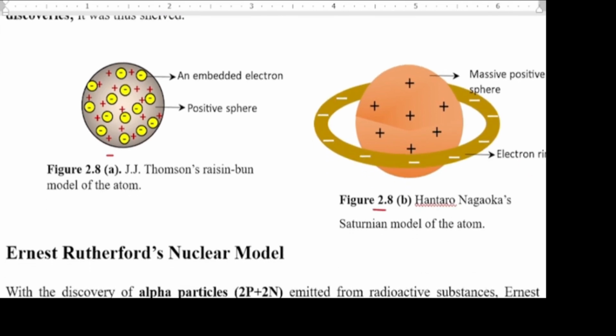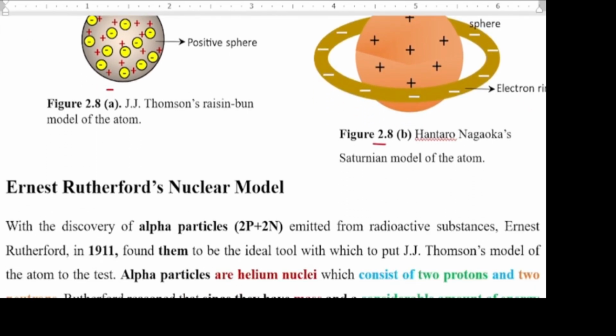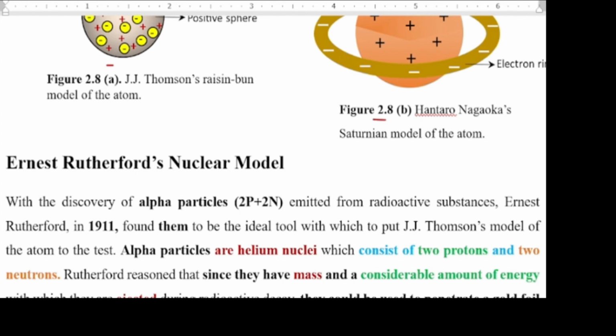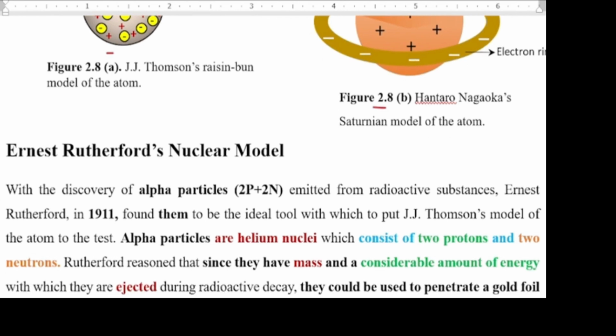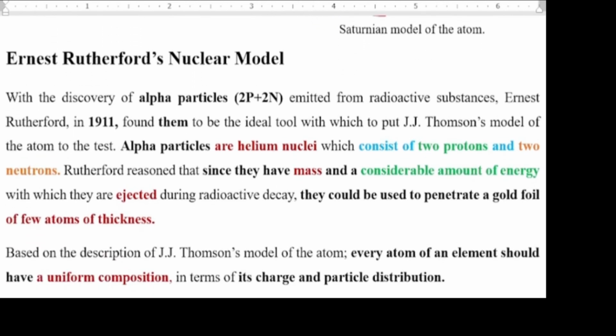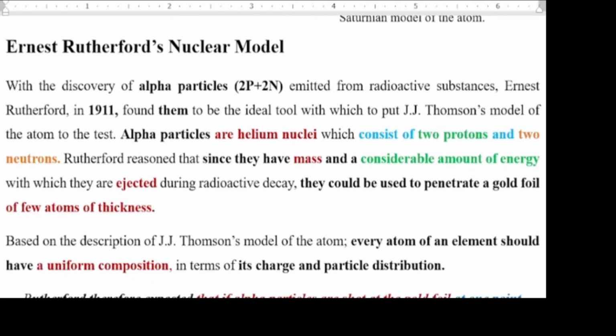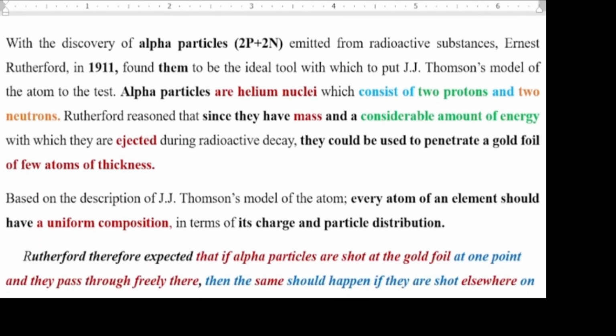This brings us to Ernest Rutherford's nuclear model. The model of the atom proposed by Ernest Rutherford was the result of his investigation of the model proposed by J.J. Thomson. According to the model proposed by Thomson, every atom of an element should have a uniform composition in terms of its charge and particle distribution.